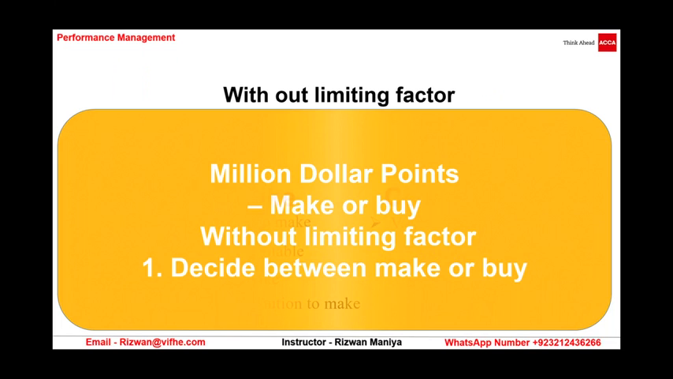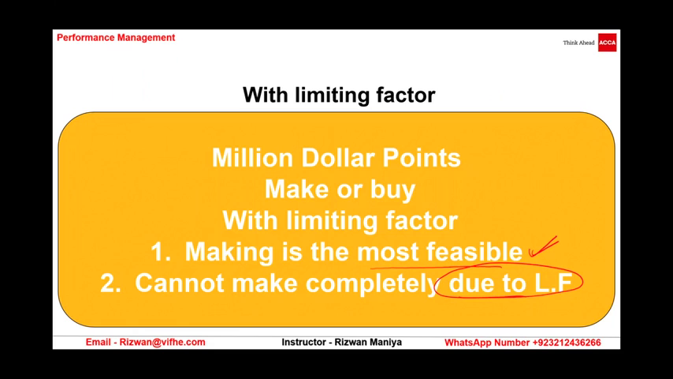And what will be the mindset when it is with limiting factor? The mindset will be that making is the option. Making is a feasible option, right? But what is the problem? The problem is we can't make, due to the limiting factor. That is why we'll follow these steps and we'll rank accordingly. Okay? Clear, everybody?